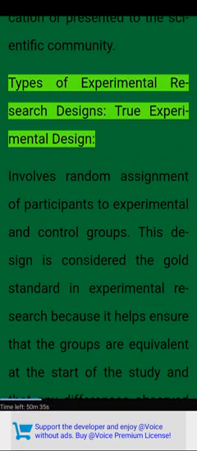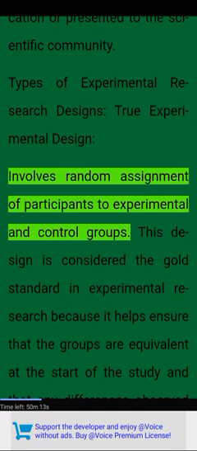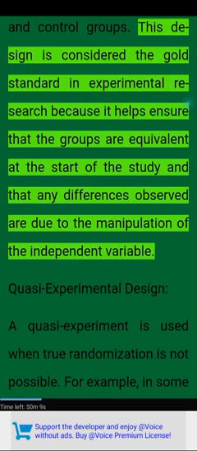Types of experimental research designs. True experimental design involves random assignment of participants to experimental and control groups. This design is considered the gold standard in experimental research because it helps ensure that the groups are equivalent at the start of the study and that any differences observed are due to the manipulation of the independent variable.